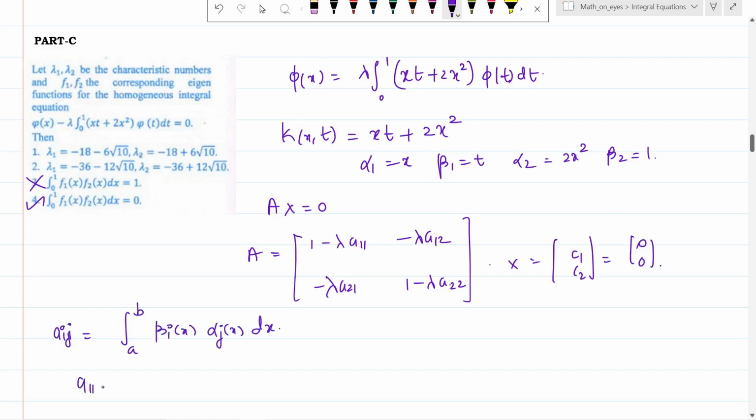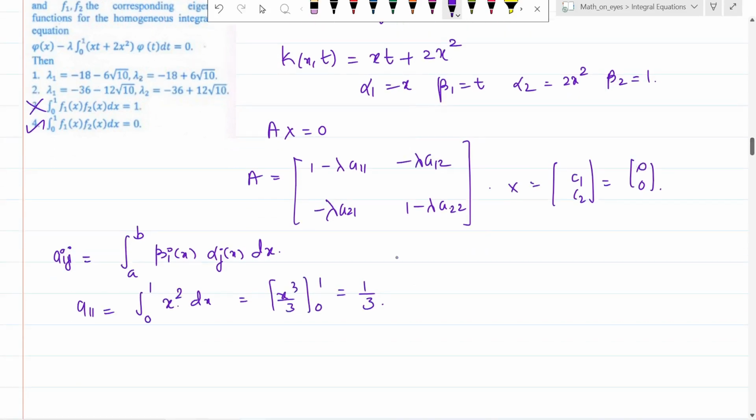So we have A11 is equal to the integral 0 to 1 of beta 1, which is x, and alpha 1, which is equal to x. So we get x squared into dx, which will give you x cubed by 3, and we get 1 by 3. A12 is equal to the integral 0 to 1 of beta 1 and alpha 2. So x into 2x cubed into dx, which is equal to 2x to the power 4 by 4, from 0 to 1, which is equal to 1 by 2.